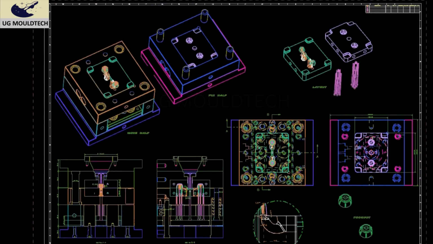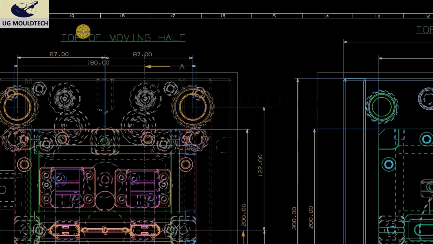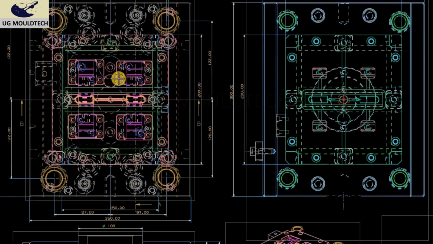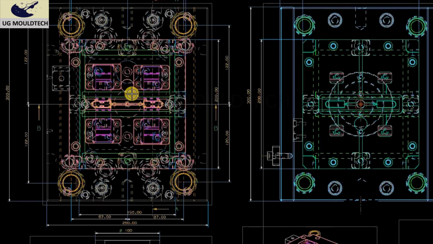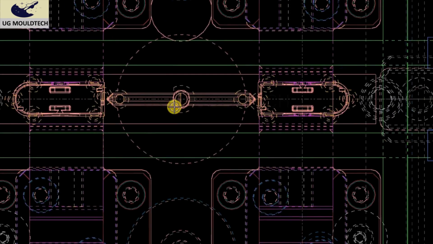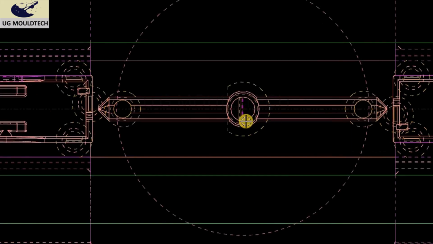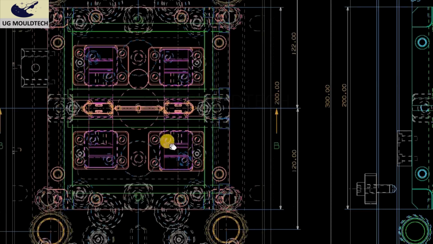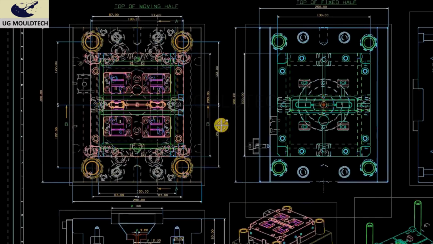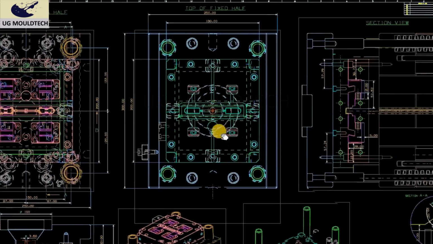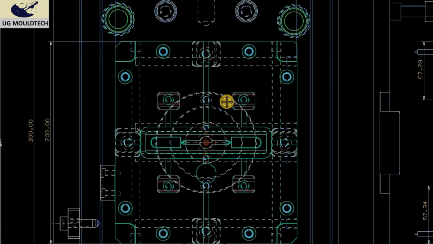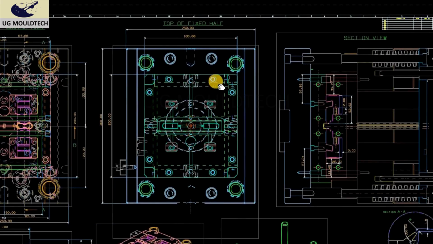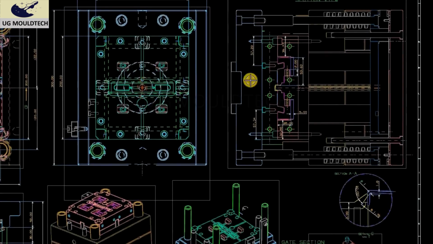So friends, this was the earlier drawing that we were discussing. This is from the top of our moving half. You can see this is the runner. This is the runner. This is the grid. These are all the sliders. This is from our fixed half. The fixed half is attached to our injection unit side.